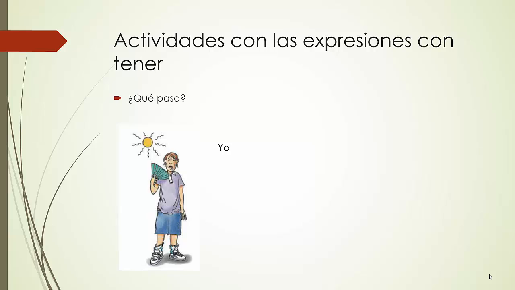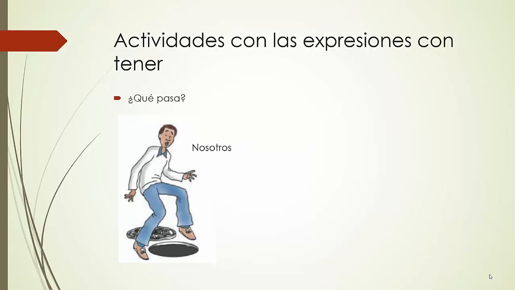So just like this, let's review these. ¿Qué pasa? In this picture, he's hot. So you've got to conjugate tener to go with yo, and you've got to come up with the word for hot. What are you going to say? ¿Qué pasa? Yo tengo calor. Número 2. ¿Qué pasa? Nosotros. Conjugate tener for nosotros, and then come up with a word for being careful. Nosotros tenemos cuidado.